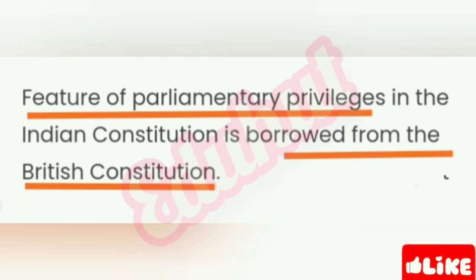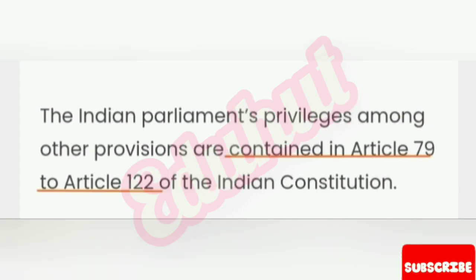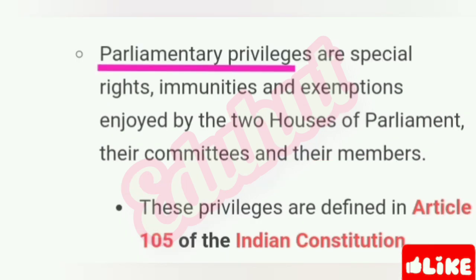The features of parliamentary privileges in the Indian Constitution are borrowed from the British Constitution. The Indian Parliament's privileges, among other provisions, are contained in Article 79 to Article 122 of the Indian Constitution. Parliamentary privileges are the special rights, immunities, and exemptions enjoyed by the two houses of the Parliament, their committees, and their members. These privileges are defined in Article 105 of the Indian Constitution.